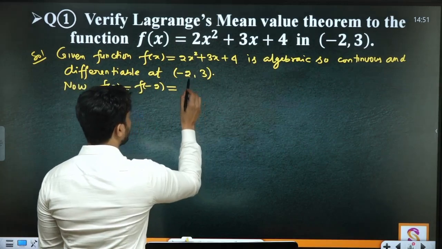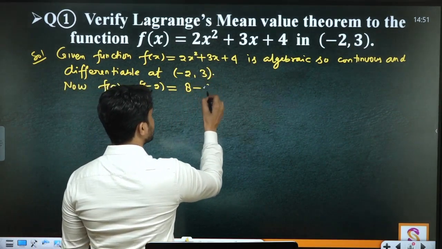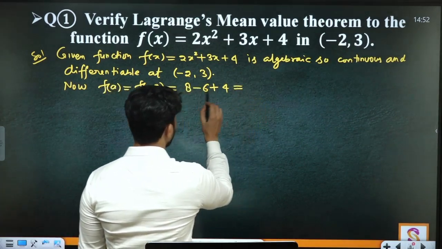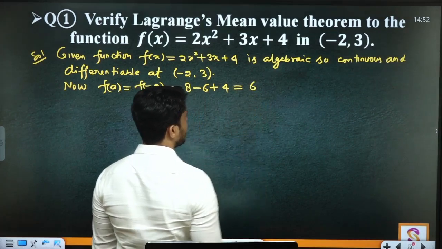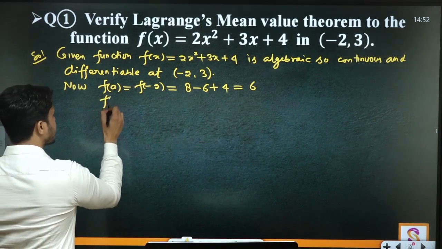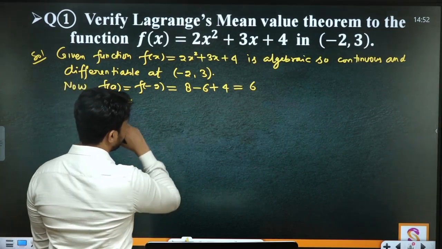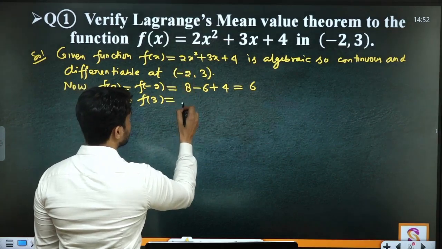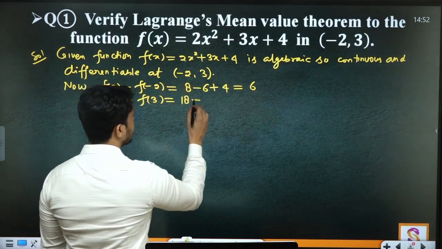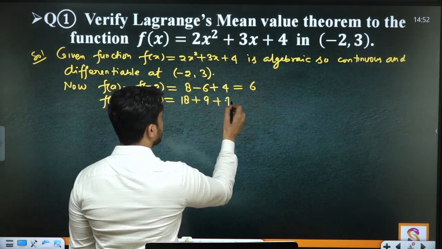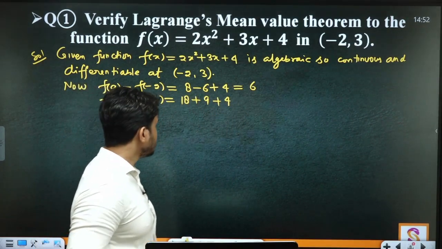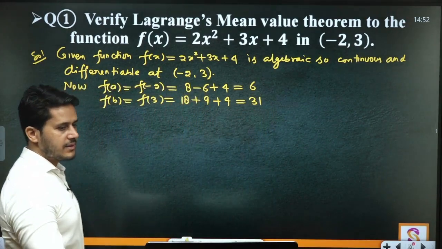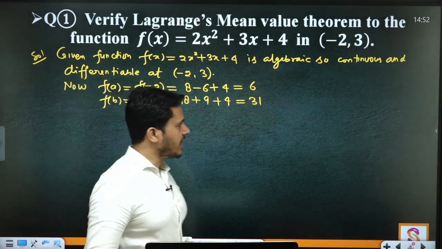It will be 2 times 4, that is 8, minus 3 times 6, plus 4, right? So it will be 8 minus 12 minus 6, it will be 6. Then fb, क्या होगा, fb is f of 3, which is equal to 2 times 9, 18, plus 9 and plus 4. Okay, it will be 31. 6 and 31. There are two values of fa and fb.